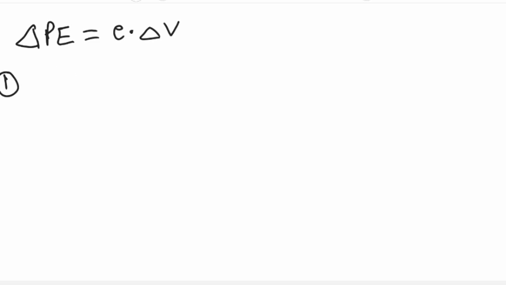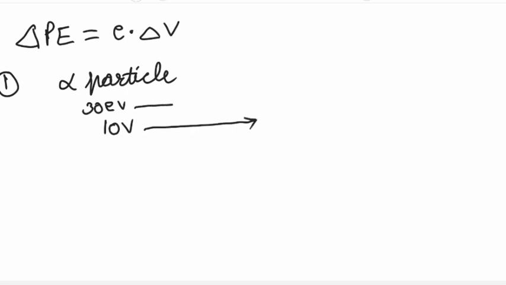It says that there is one alpha particle. This alpha particle is at 10 volt, and at this potential it has 30 electron volt kinetic energy. Afterwards its energy changes to 0 electron volt. You have to find out what the potential is at this energy. So let us solve this question.